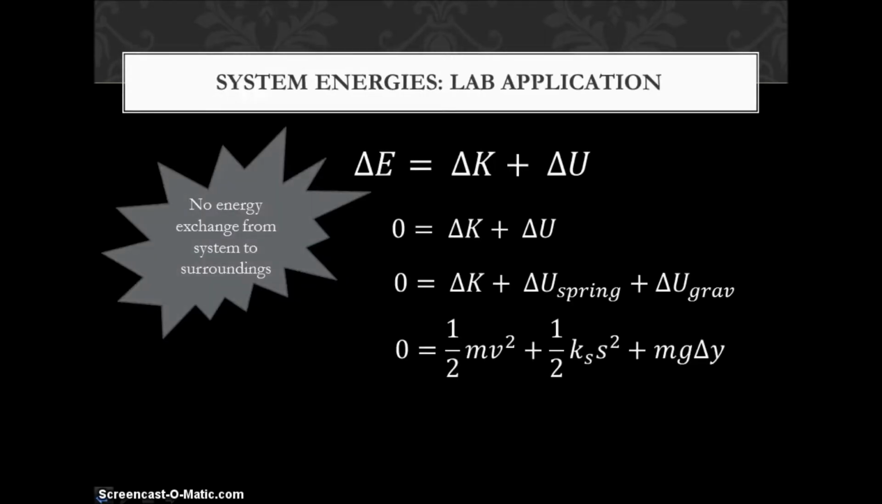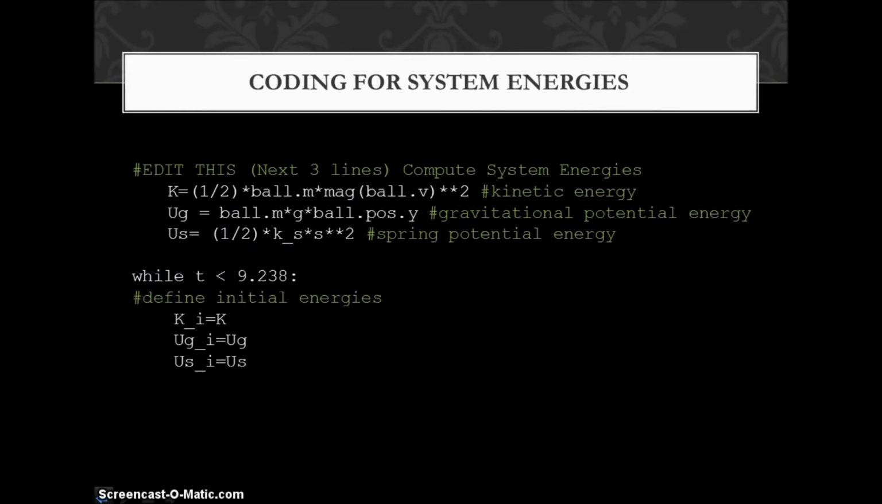Also included in our code is the energy principle. The energy principle states that the total change in energy is equal to the change in kinetic energy plus the change in potential energy. Based on the system we choose in this lab, the total change in energy is equal to 0. The potential energy of the system has to include the potential energy of the spring and the potential energy of gravity. All of these values can be calculated given these equations. These equations are rewritten as code in VPython with each of the initial energies defined as well.